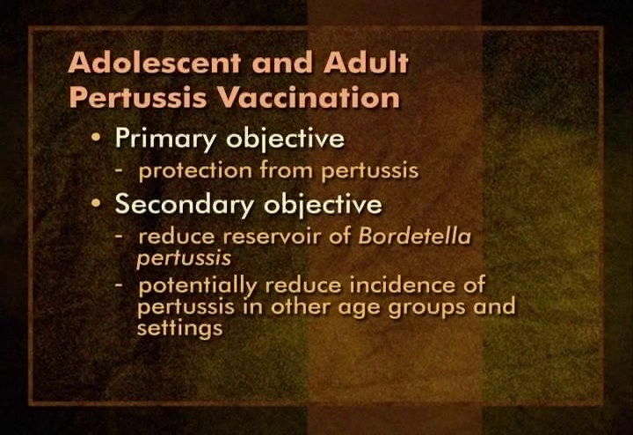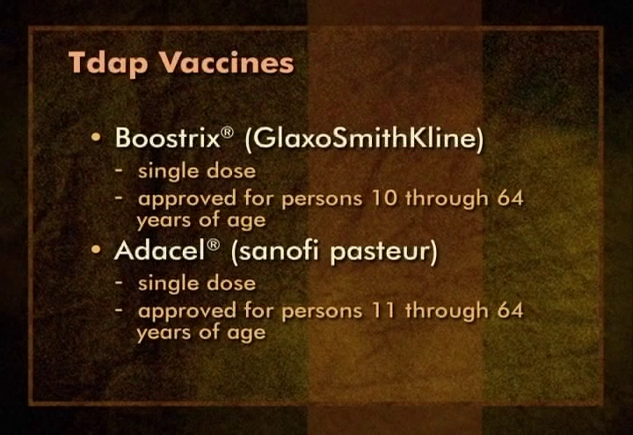Protection from pertussis is the primary objective of our adolescent and adult vaccination program. The secondary objective is to reduce the reservoir of Bordetella pertussis in the adolescent and adult population. This could potentially reduce the incidence of pertussis in other age groups, particularly infants, and in other settings, such as healthcare facilities. Two manufacturers produce Tdap vaccines.